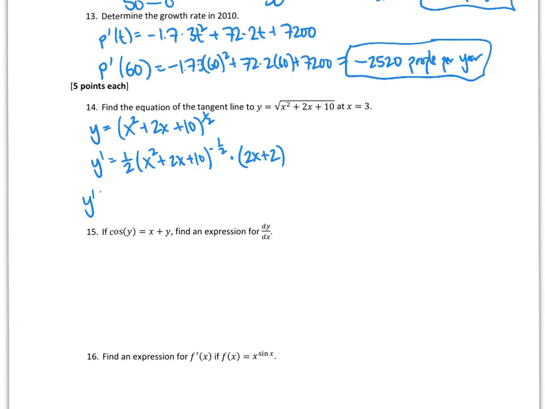So now we plug in 3. We get y prime of 3. That's going to be 1/2 times (3 squared plus 2 times 3 plus 10) to the negative 1/2 times (2 times 3 plus 2).